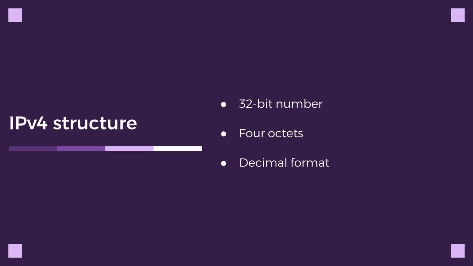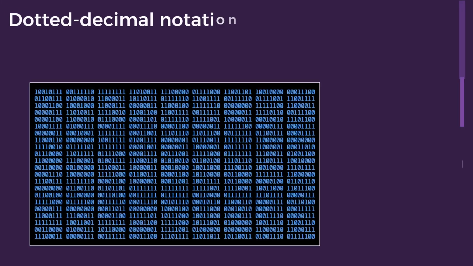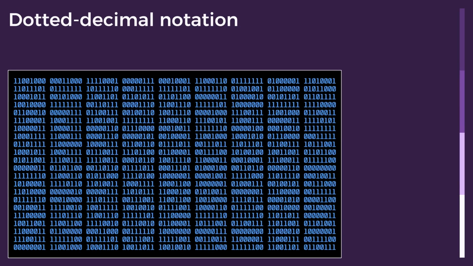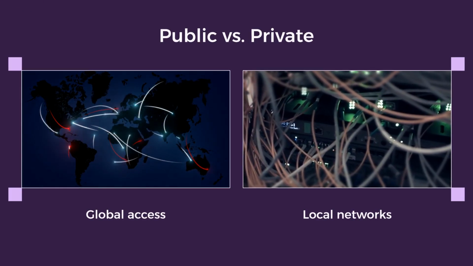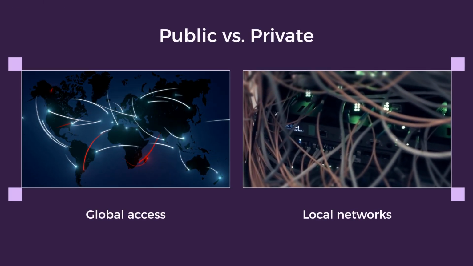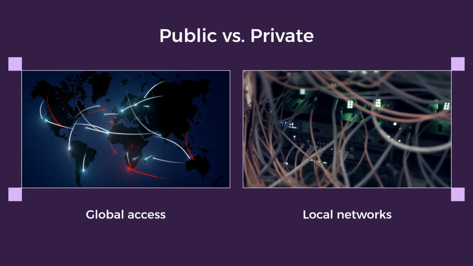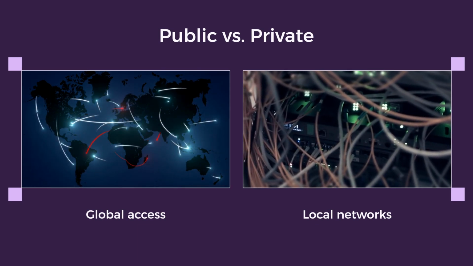Now, let's delve into IPv4 addresses, which have been the standard for a long time. IPv4 addresses are 32-bit numbers, typically represented as 4 sets of numbers, called octets, separated by dots. This common representation is known as dotted decimal notation, making it easier for humans to read and understand. Public IPv4 addresses are unique globally, allowing direct internet access, while private IPv4 addresses are used for local networks, often behind a router.